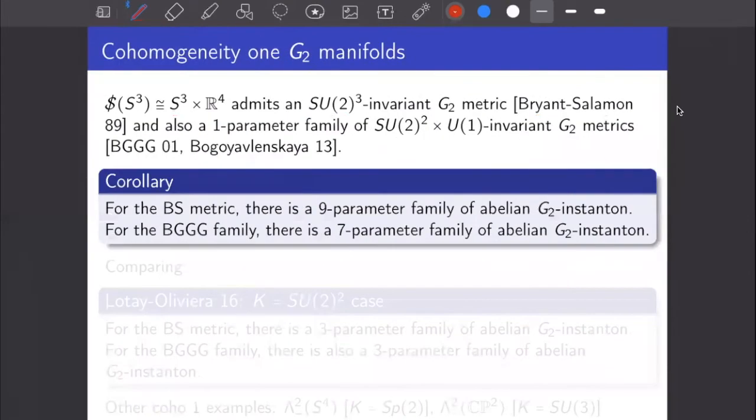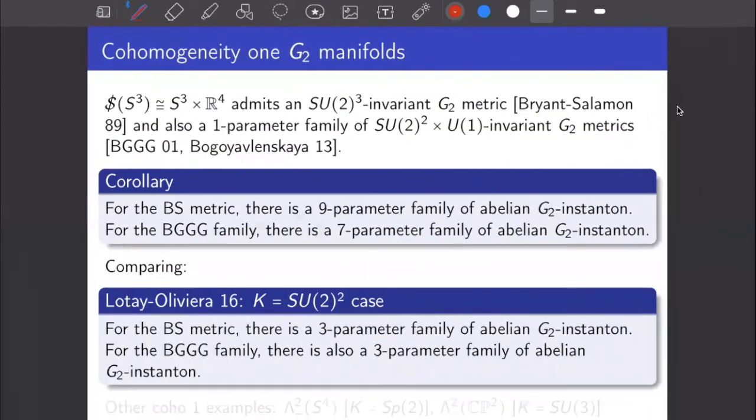So what our proposition says in this case is that there's a 9-parameter family of abelian G2 instantons on the Bryant-Salamon space, because the isometry group, the group preserving the three-form, is SU(2)^3, and this has dimension 9. Whereas for the BGGG family, there's a 7-parameter family of abelian G2 instantons coming from the dimension of SU(2)^2 times U(1). So previously, Jakob Lotay and Gonzalo Oliveira studied SU(2)^2 invariant instantons for these exact G2 metrics.